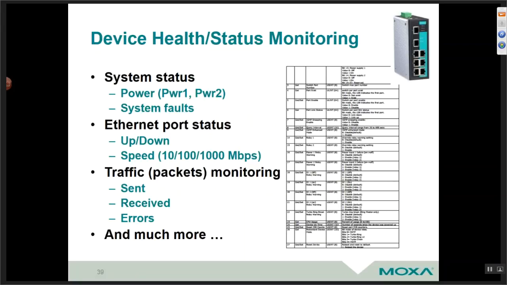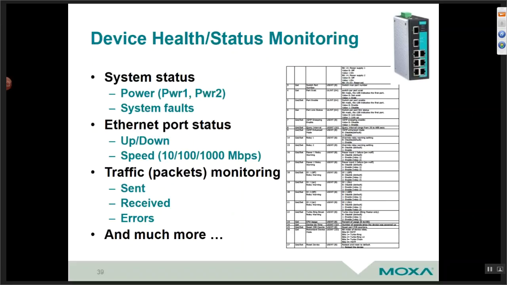Going back to SNMP for just a moment here, these are some of the things that you can see or do with devices that support SNMP. You can see things like system status, if a power supply is operational, if there are any faults going on in the system. If you're talking about an Ethernet switch, for example, you can tell if a port is up or down and what speed that port is set to. If you're talking about traffic monitoring, you can see how many packets were sent, how many were received, if there were any errors. There's a lot more. This table is a little bit small, so I apologize, but basically it's an example of some of the things that you can do with SNMP.